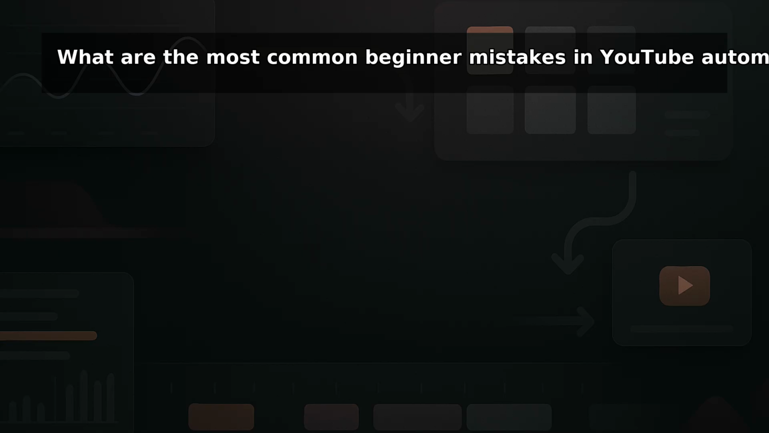Fifth, they have no feedback loop. Every video should teach you something about topic selection, title, thumbnail, hook, or pacing. Here's the decision rule. Don't scale until you have a repeatable process for research, scripting, packaging, publishing, and review.